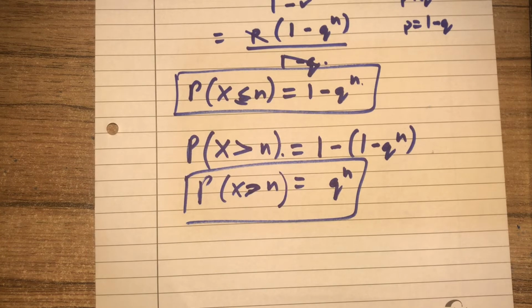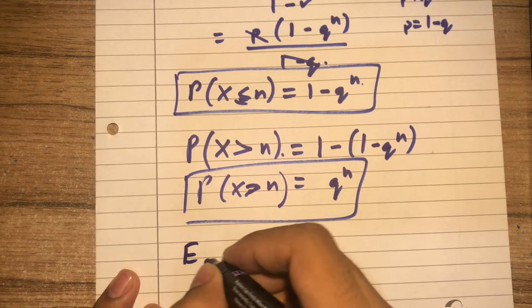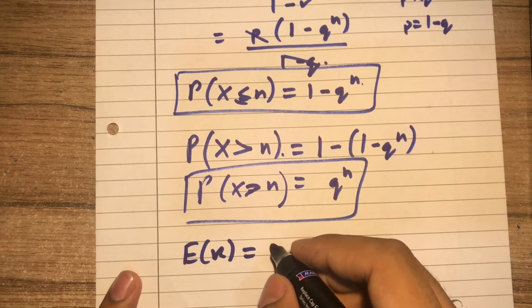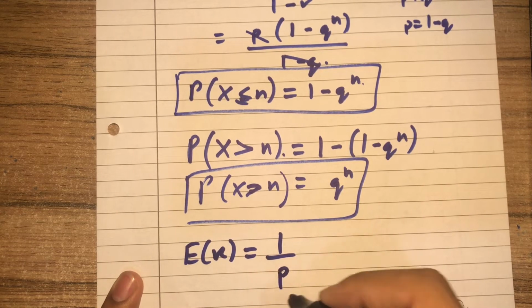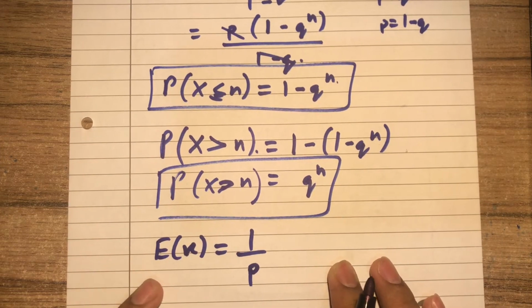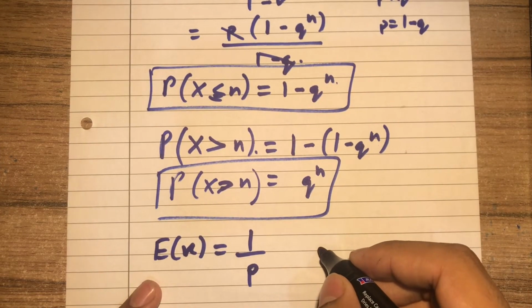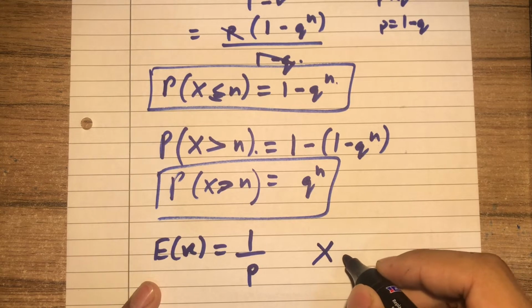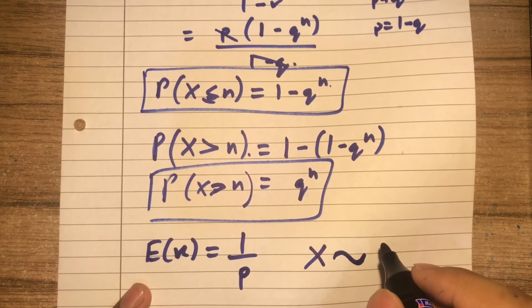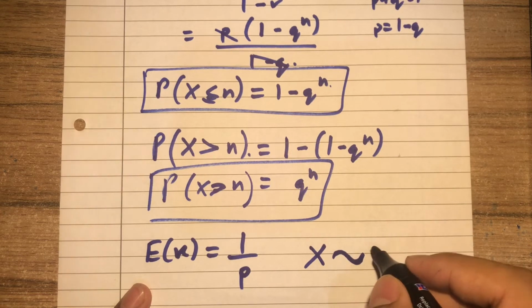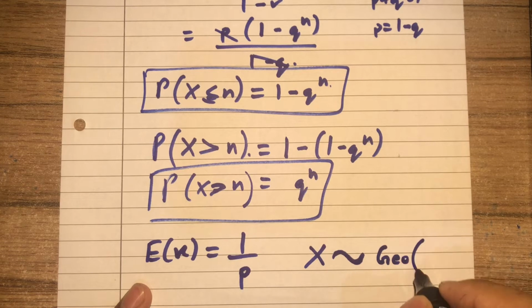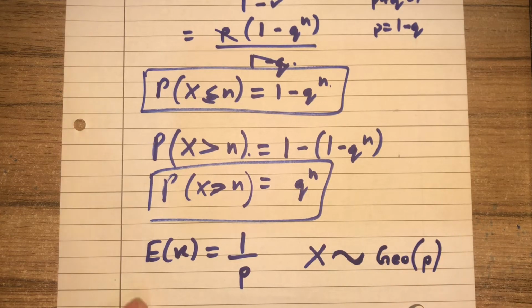There is also the formula for expected value. Expected value in a geometric distribution is equal to 1 upon p, where p is the probability for success. One more thing that I'll mention over here is that to represent a geometric distribution, we just need the value of p, that is the probability of success. So we represent it as x follows geometric, and the only parameter is p.